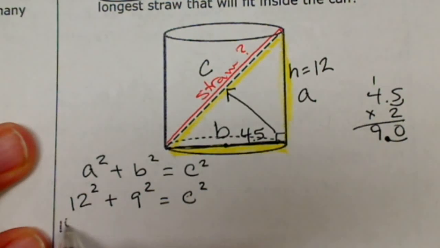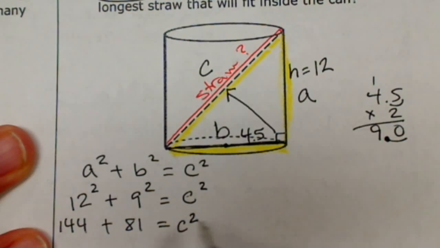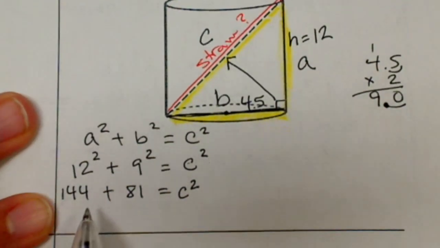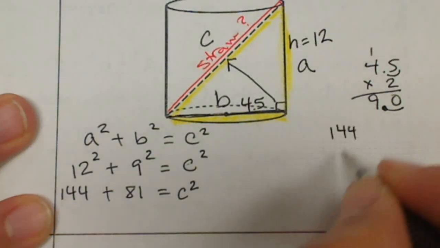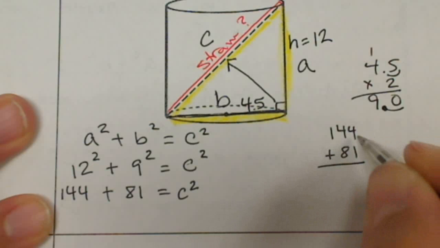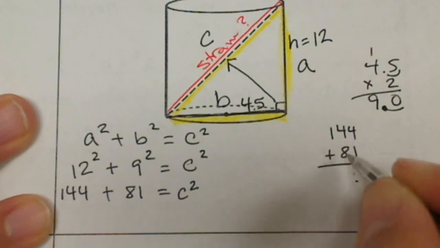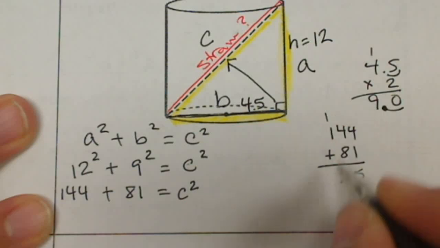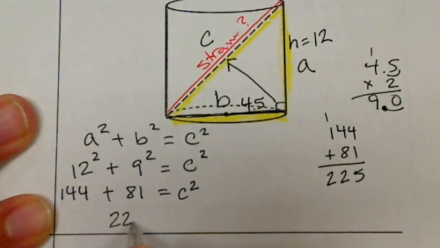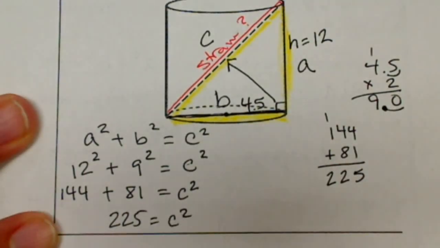12 squared is 144, plus 9 squared is 81, is equal to c squared. I'm going to go ahead and add 144 and 81. 4 plus 1 is 5. 4 plus 8 is 12. Carry the 1, and then 1 plus 1 is 2. So 225 is equal to c squared.